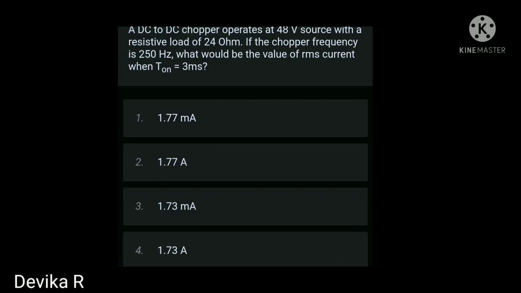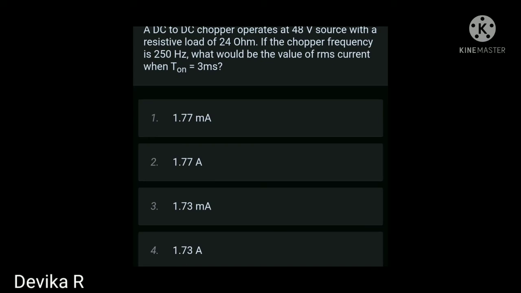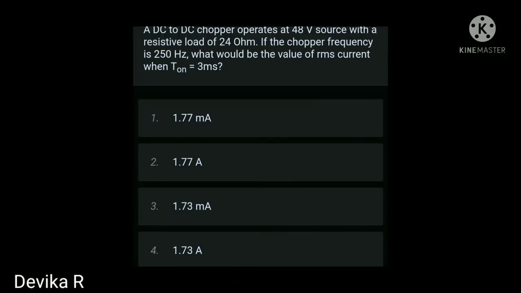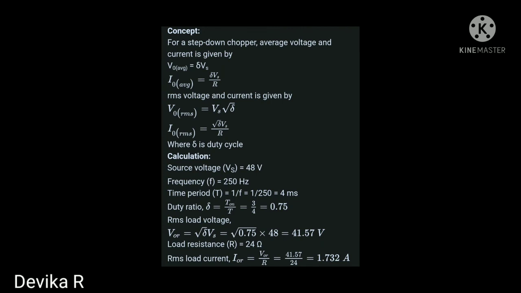Okay, the next one. A DC to DC chopper operates at a 48 volt source with a resistive load of 24 ohm. If the chopper frequency is 250 Hz, what will be the value of RMS current when T on is 3 millisecond? What they gave was voltage, resistance, chopper frequency and T on time. From this you have to find the RMS current. That's the formula of RMS current: IRMS equals root delta Vs by R. We have to find delta, which means T on by T.